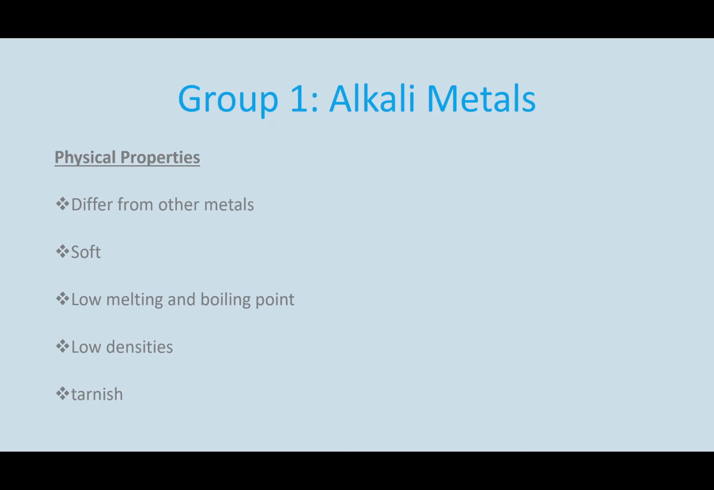Some of the physical properties of the alkali metals, they do differ from other metals that you will see in the periodic table. Some of the more common ones that you might think of, like gold, silver, platinum, and aluminum, stuff like that. They are soft. They have a low melting and boiling point. They have low densities, and they do tend to tarnish. So they are different from other metals in those aspects.